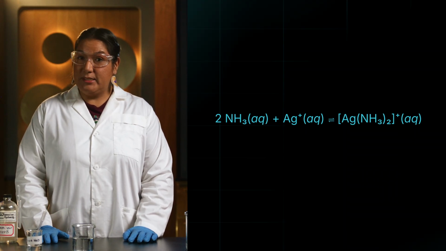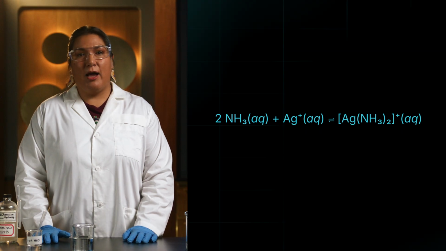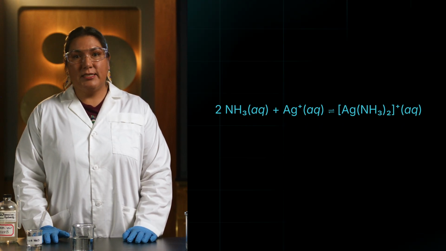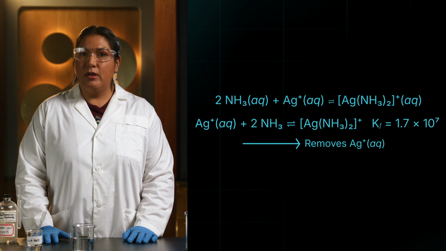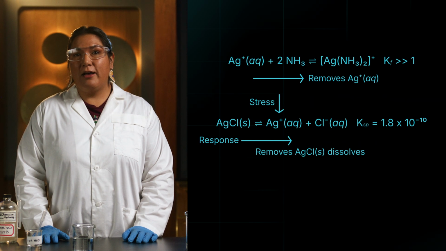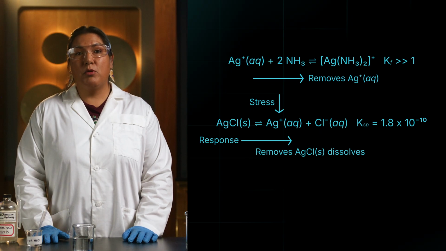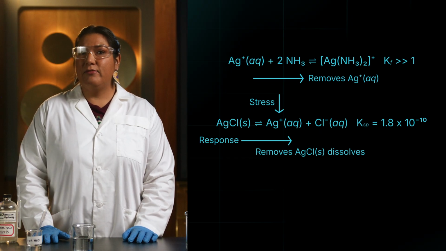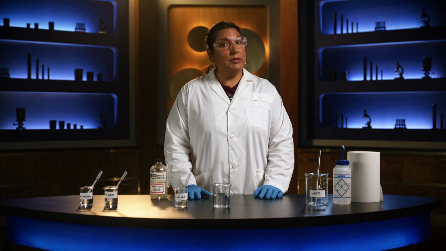The reaction to form this complex ion has an equilibrium constant known as a formation constant, Kf, of 1.7 times 10 to the 7th. This very large value tells us that the formation of the silver ammonia complex ion is highly favored. But this isn't the end of the story. It's just the beginning of the new equilibrium.